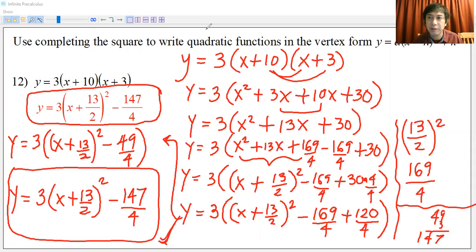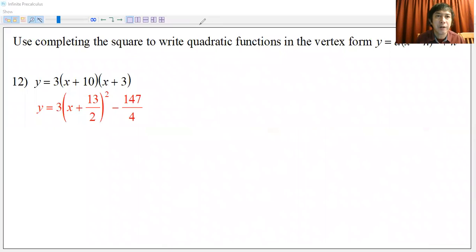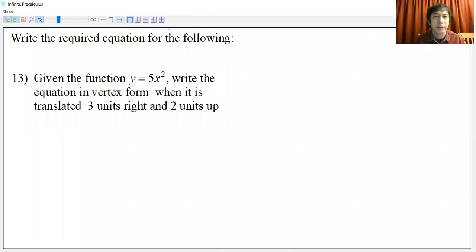So I hope you are getting the method. Okay. Let's continue with 13. Let me clear the screen. All right, here's number 13. Okay, we have something different here now. Write the required equation for the following.